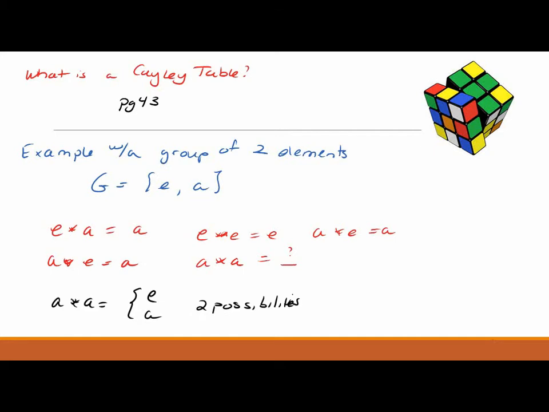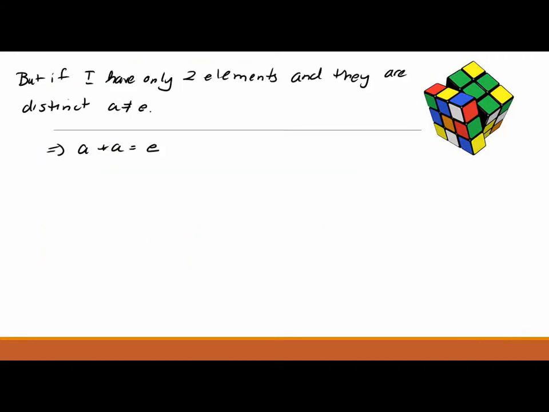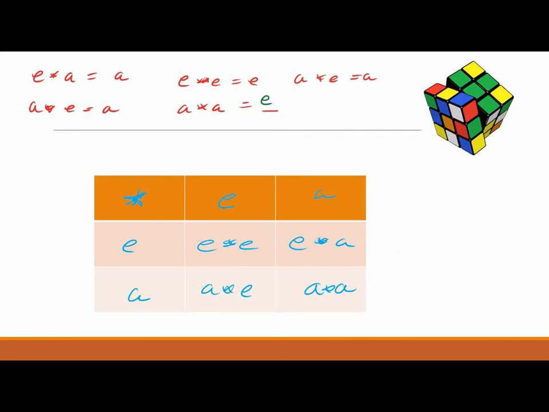Well, there are two possibilities, and we just shouted out both of them. One could be E, and one could be A. Those are the only two possibilities. But if A star A is A, then A has to be E, because I'm about to prove to you that the identity is unique. There's only one identity, and I told you there are two things in the group, so A can't be the identity as well. Theorem 4.17 says E is unique. I'm going to prove that soon. But if I only have two elements, then that missing blank must be E.